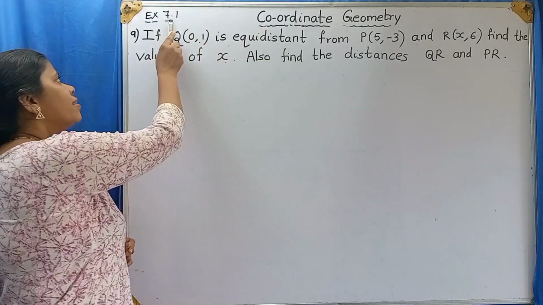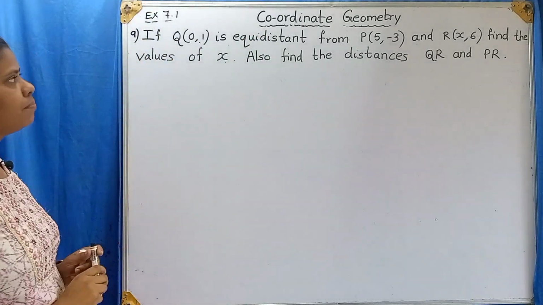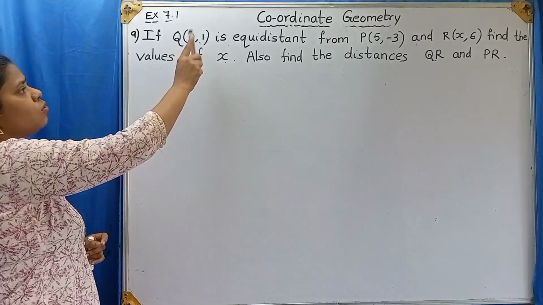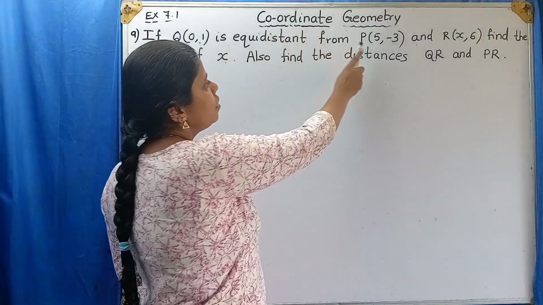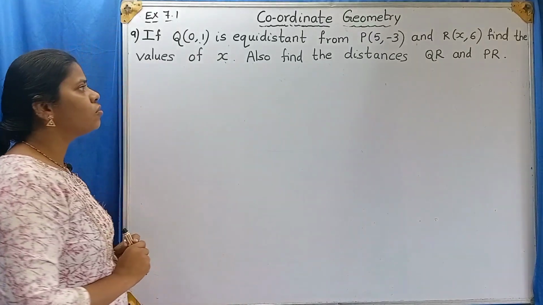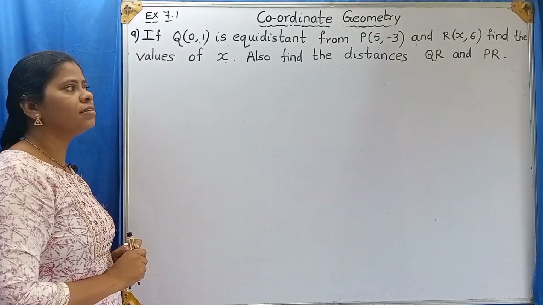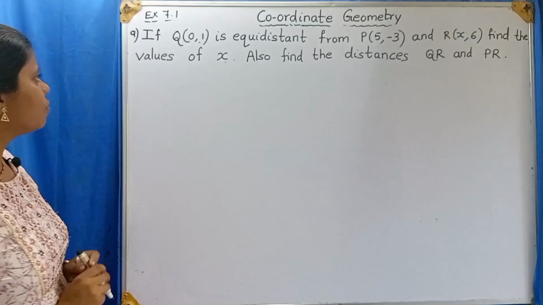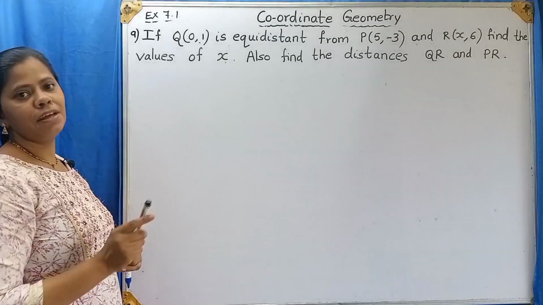Coordinate geometry, exercise 7.1, ninth question. If Q(0, 1) is equidistant from P(5, -3) and R(x, 6), find the values of x. Also find the distances QR and PR. Okay. First, let me explain the question.